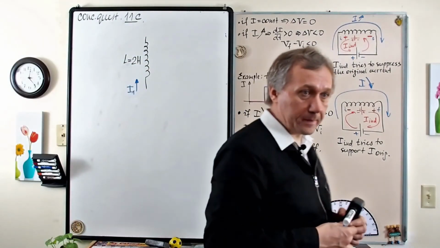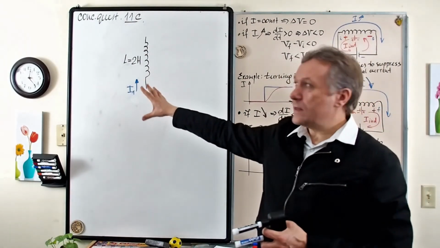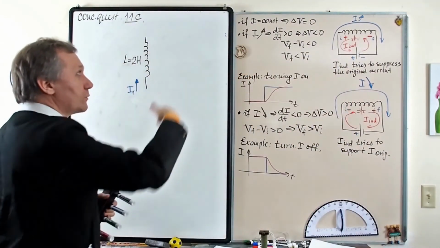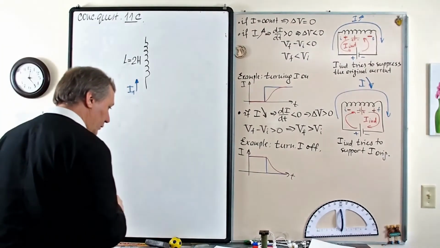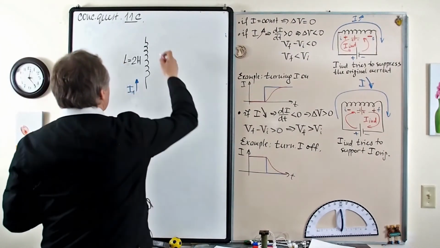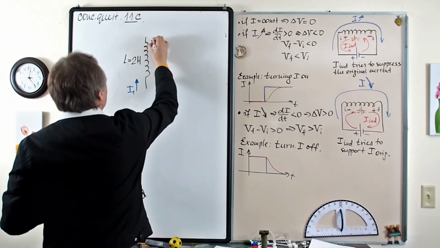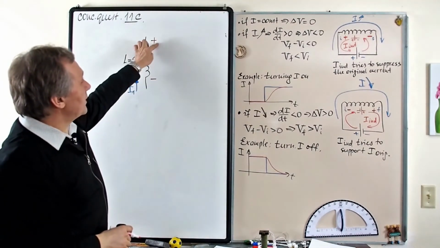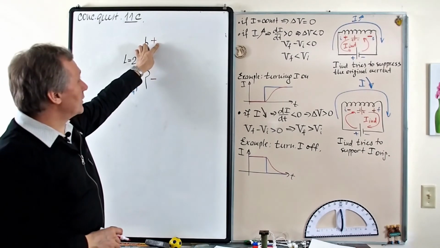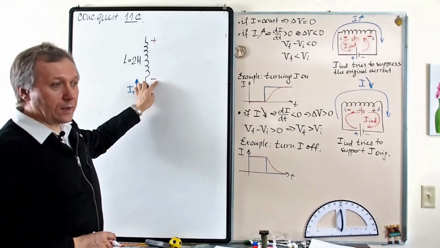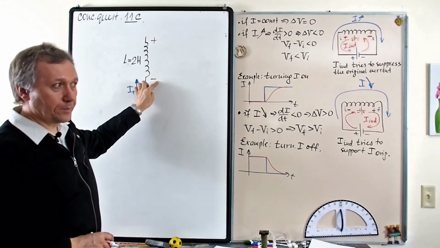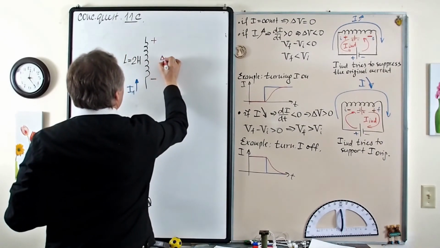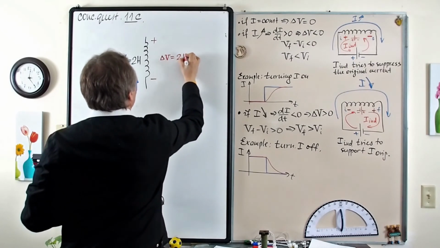Okay, but we also know the response of the solenoid, the response of the inductor, in terms of creating potential differences. So what is given? We know that the potential at the end of the inductor is higher than the electric potential at the beginning of the inductor, and we also know the value of this delta V. Delta V is 2 volts.